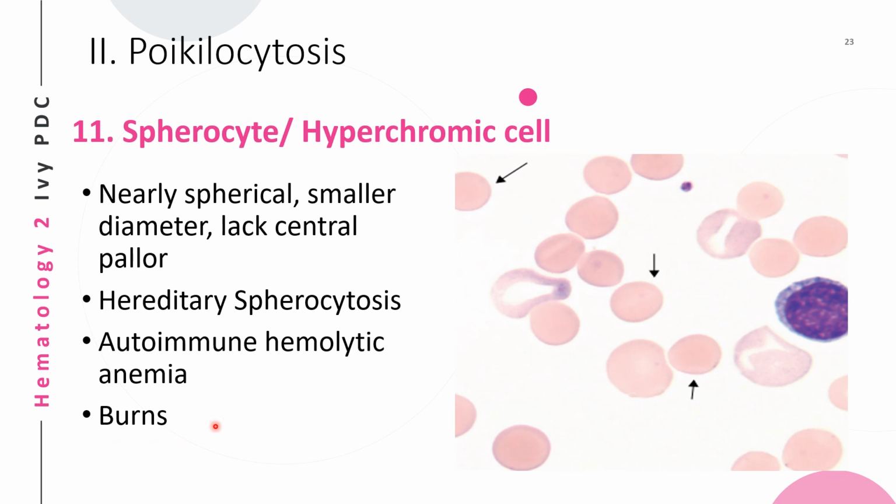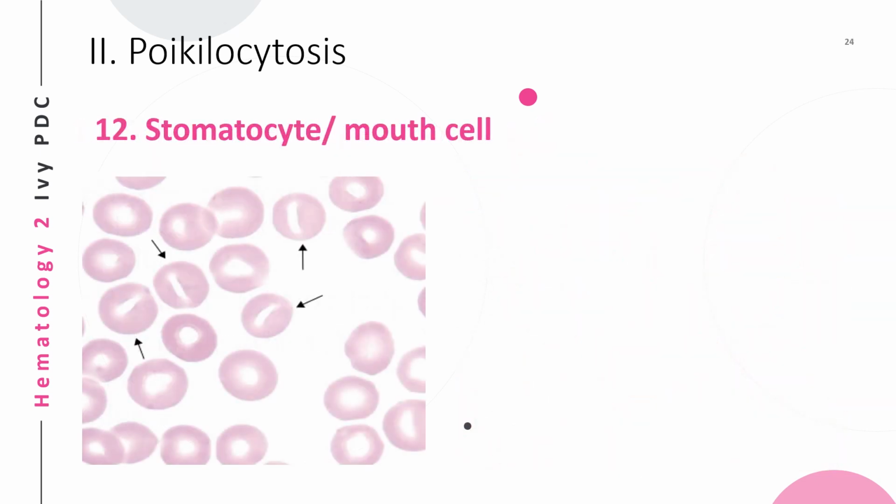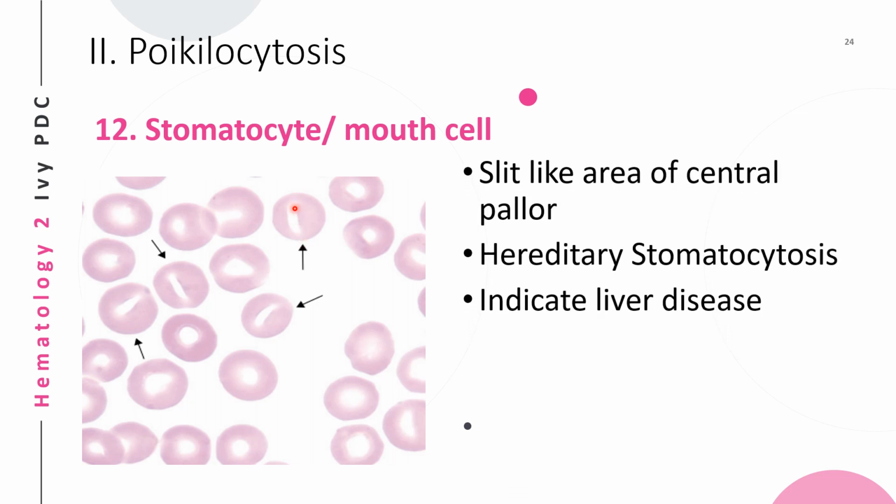As we have mentioned earlier, a poikilocyte may be present in a number of conditions. The next poikilocyte is a stomatocyte, also known as a mouth cell. Mouth cell is because there seems to be a mouth-shaped space in the middle of the red blood cell. So these spaces are the slit-like area of central pallor. Stomatocytes are seen in hereditary stomatocytosis, and usually they indicate liver disease.